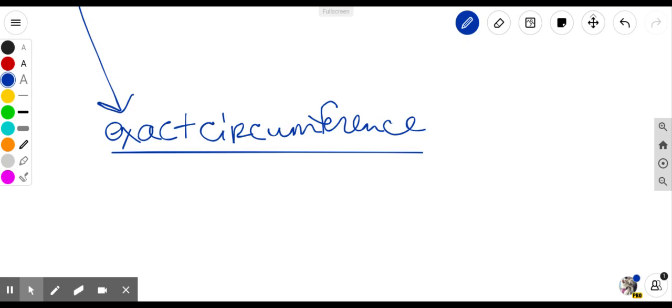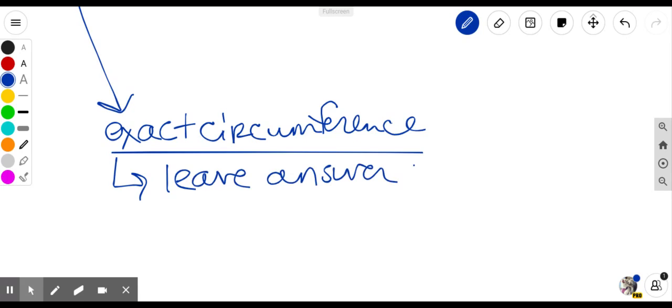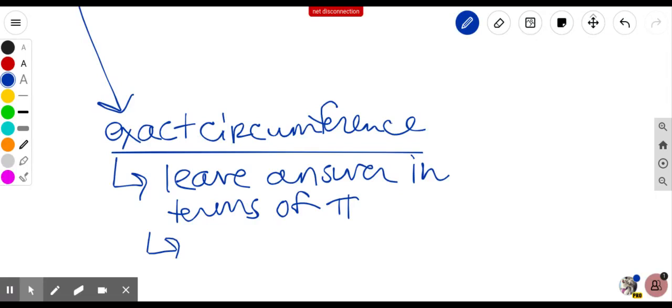So for exact circumference, you can say leave answer in terms of pi. And we can also say that we don't want decimals. So your answer should not have a decimal anywhere for exact circumference. Sometimes your answer may even have like a radical in it, and that's okay. But you're never putting anything in the calculator for exact circumference.